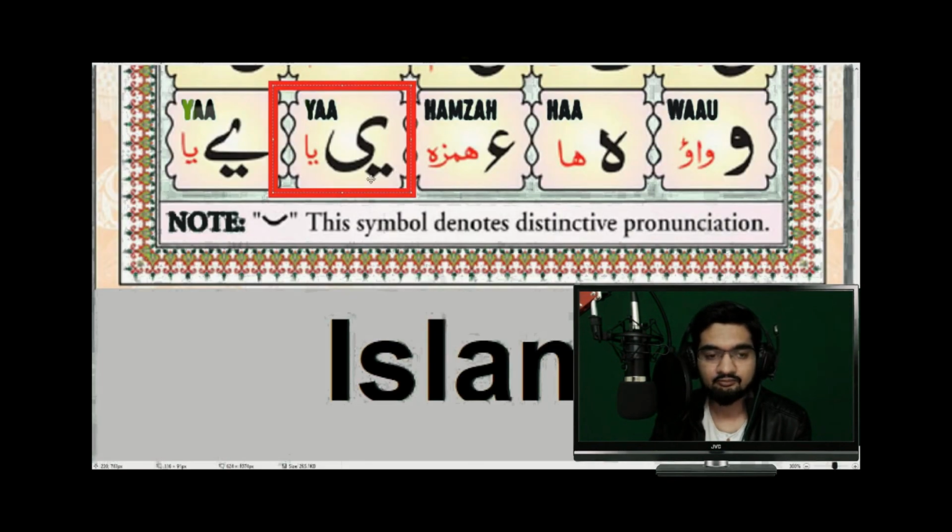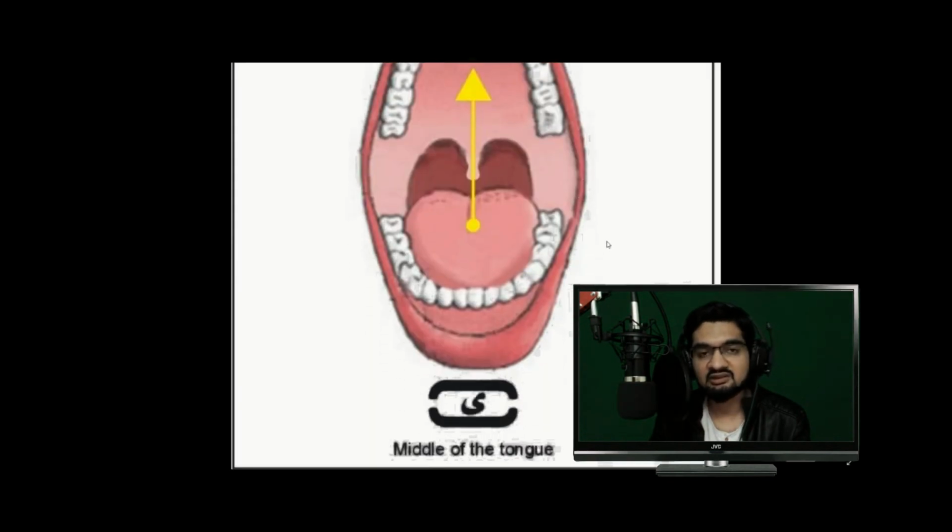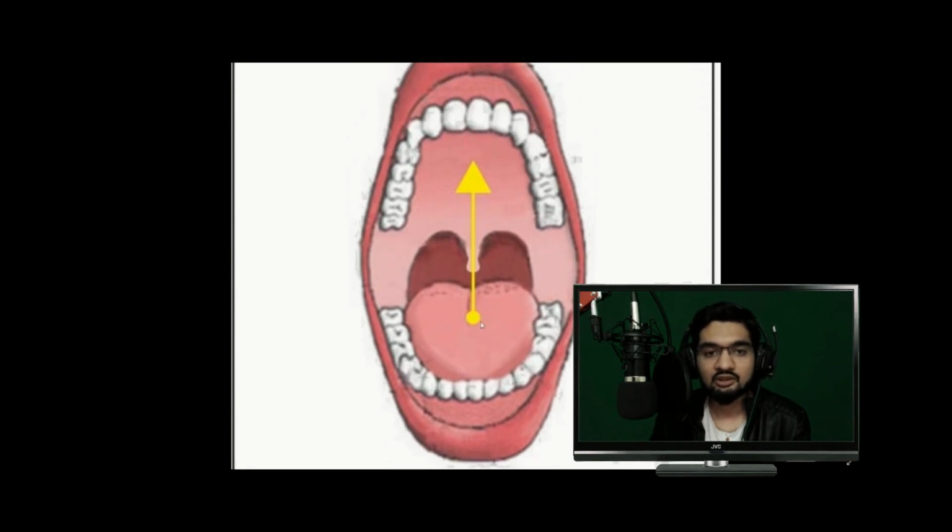Ya. Both of these yas are having the same sound. When the middle part of our tongue touches the roof of our mouth, that is how the sound of ya starts to originate.